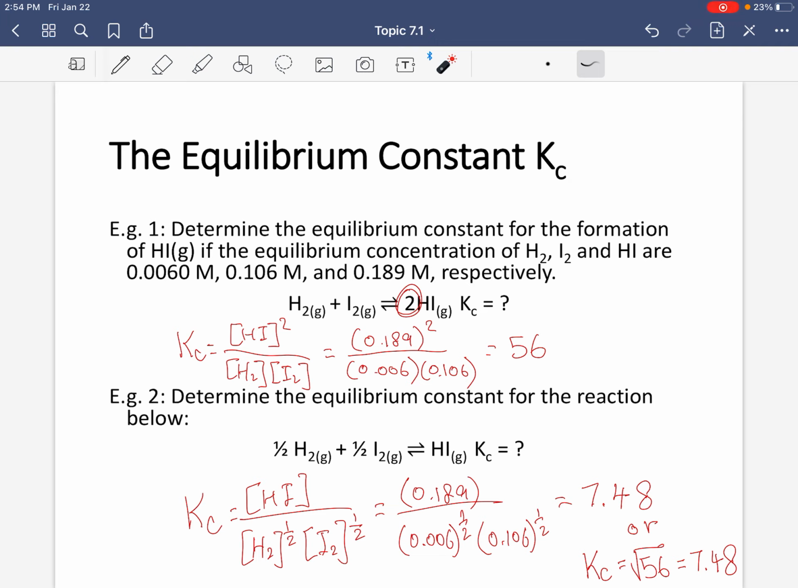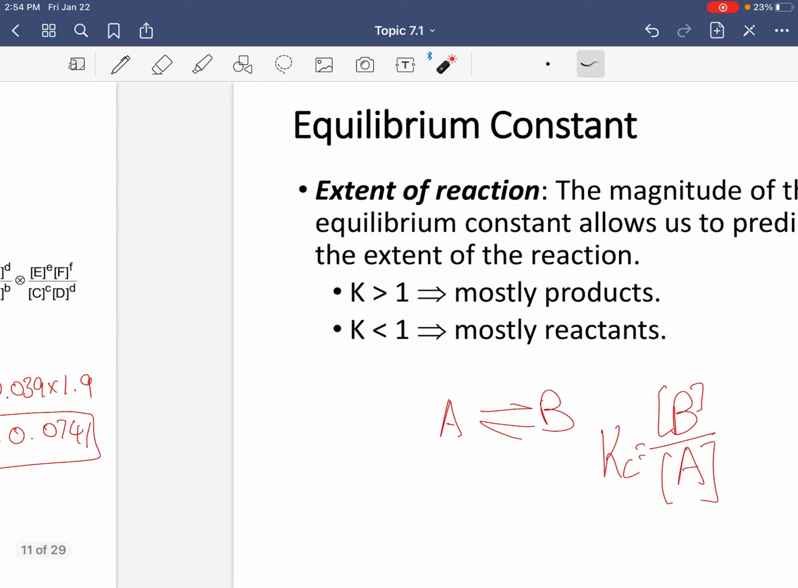It says at equilibrium, the equilibrium concentration, meaning that when the forward reaction already equals the rate of the backward reaction, the forward reaction this way is as fast as the backward reaction, which we now have as an equilibrium. The concentrations for these are these respectively at equilibrium. Take a look at this question.